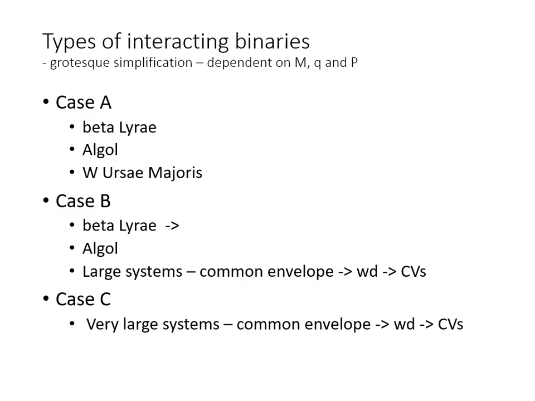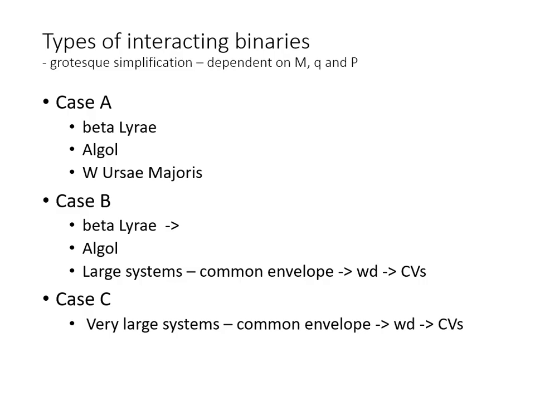where you end up with systems having a common envelope, and these produce white dwarfs and will ultimately go on to produce an enormous variety of systems, including various CVs, supernovae, and the same is true of these very large systems.